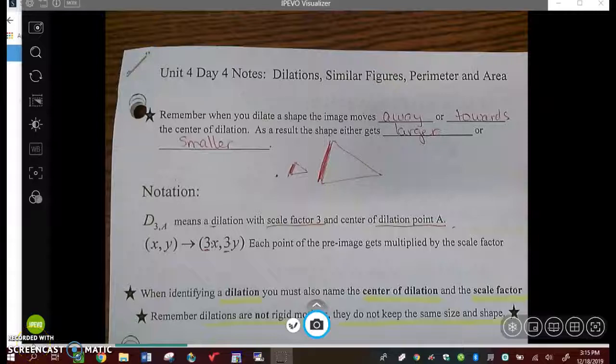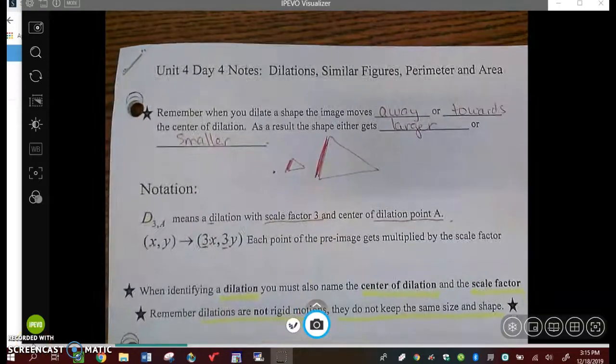Hi everyone, I'm back. I wanted to do a couple more questions. So I'm on Unit 4, Day 4 notes. I just finished problems 1 and 2, so I wanted to do 3 and 4.